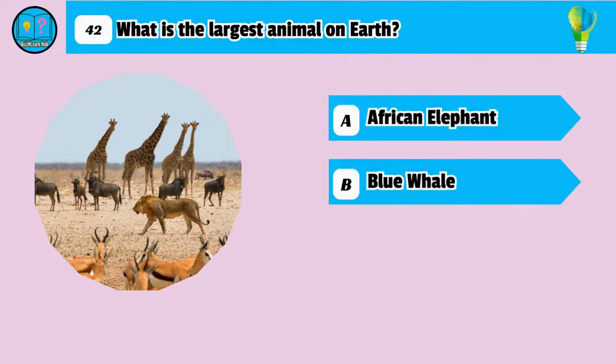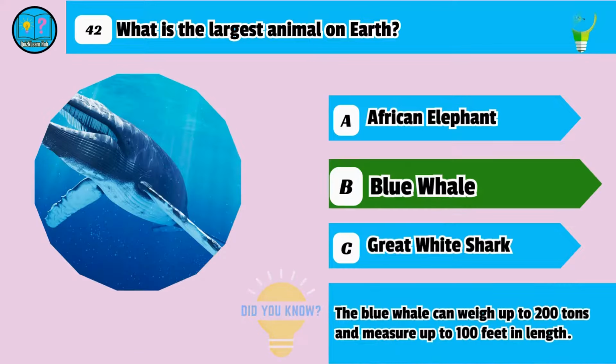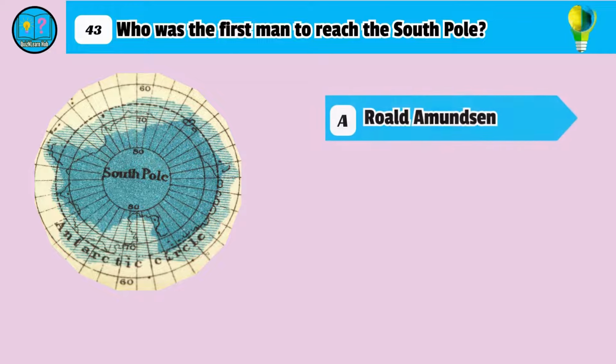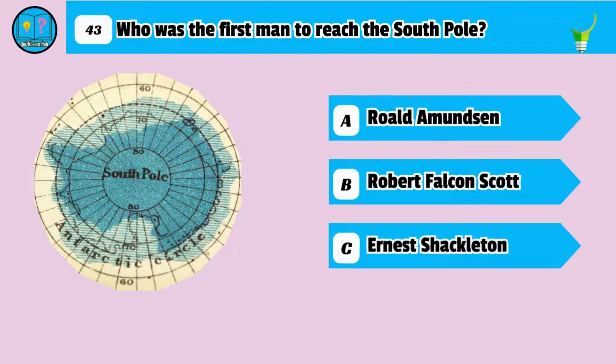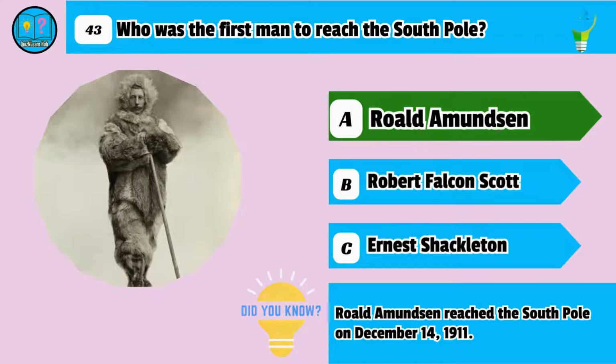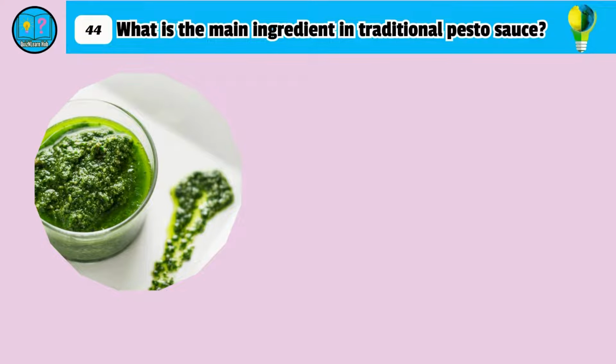42. What is the largest animal on Earth? African elephant, blue whale, great white shark. Blue whale. The blue whale can weigh up to 200 tons and measure up to 100 feet in length. 43. Who was the first man to reach the South Pole? Roald Amundsen, Robert Falcon Scott, Ernest Shackleton. Roald Amundsen reached the South Pole on December 14, 1911.